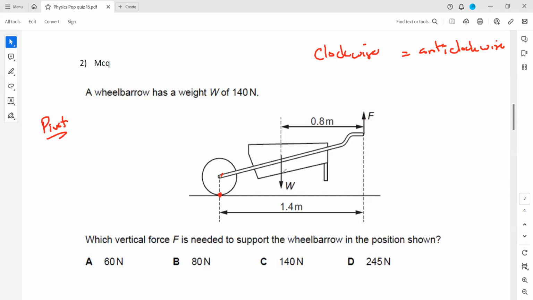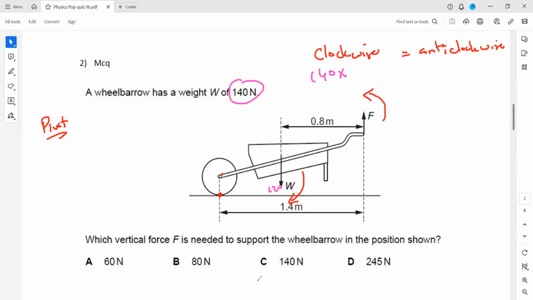Weight is acting downward here. Which direction of rotation will the weight cause? That will be a clockwise rotation. And this upward force, which direction of rotation will it cause? It will cause an anti-clockwise rotation. And we always take the perpendicular distance. So here the weight is causing a clockwise rotation. Weight is how much? 140. So this force is 140, and it will be 140 times the distance from the pivot.